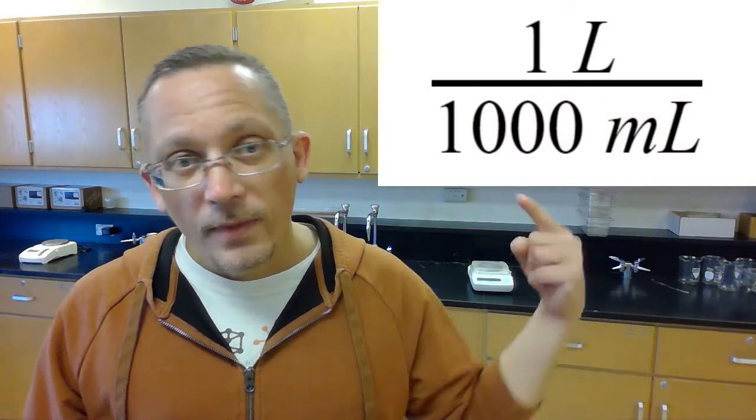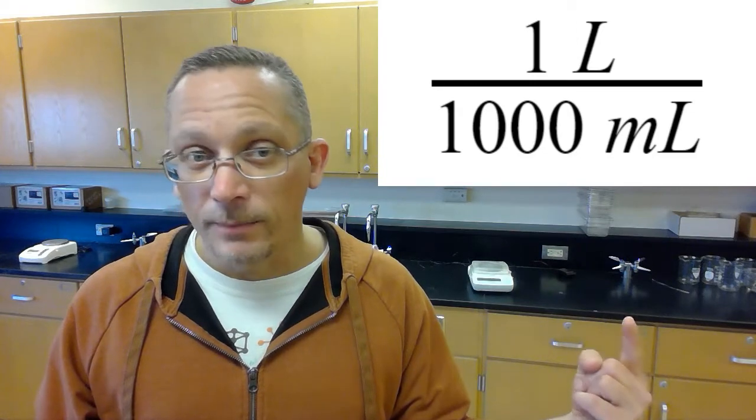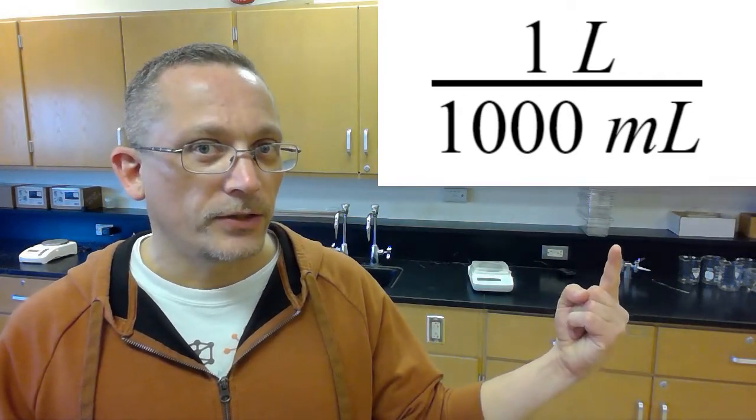So you start with the number that they gave you, the milliliters, and put it over 1. In your second fraction, you're going to use what's called a conversion factor. There are 1,000 milliliters in 1 liter. So if they gave you a number in milliliters, your second fraction is going to have 1 liter on top and 1,000 milliliters on bottom.